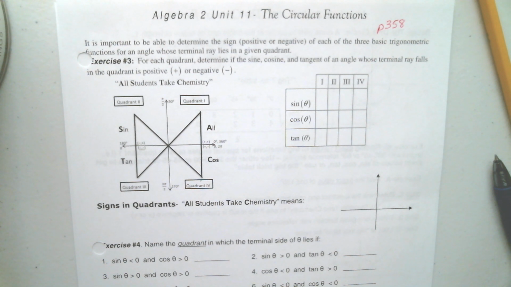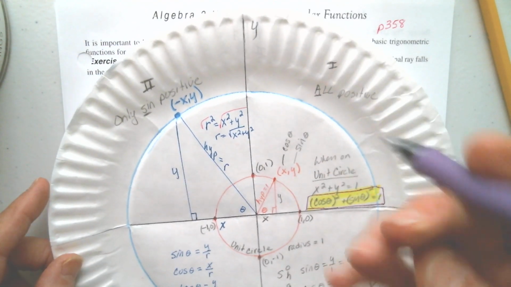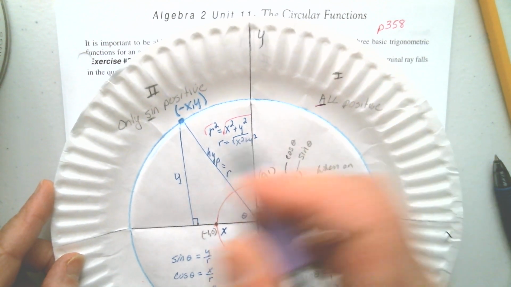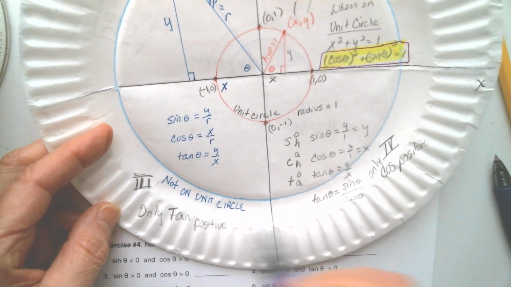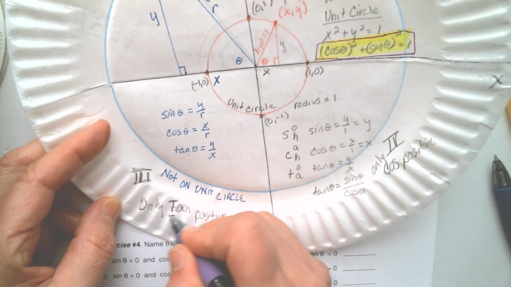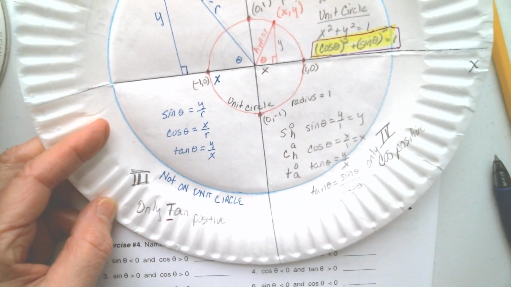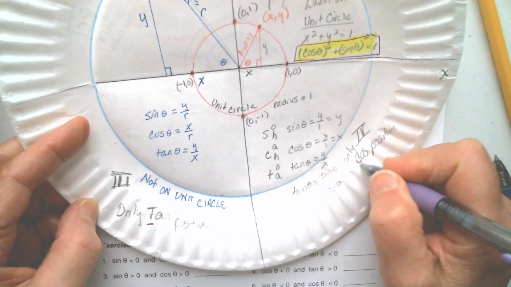is positive or negative. And going back to the paper plate, we said that they were all positive in quadrant 1. Only sine was positive in quadrant 2. In quadrant 3, tangent is the only one that's positive. And in quadrant 4, cosine was the only one that's positive.